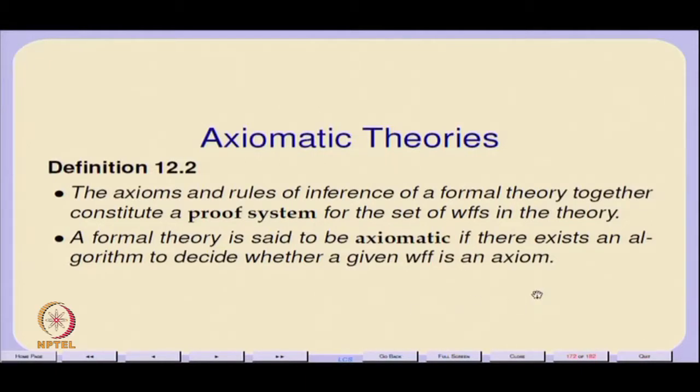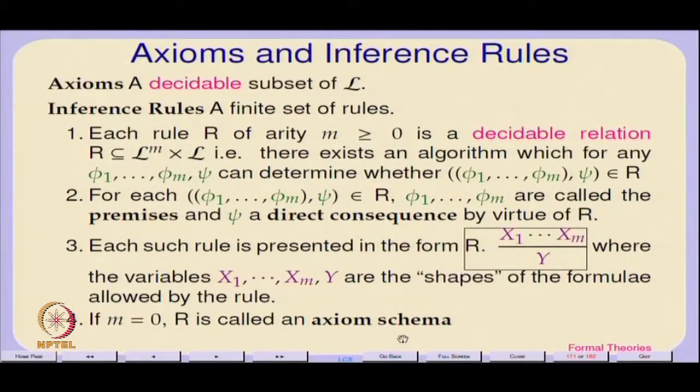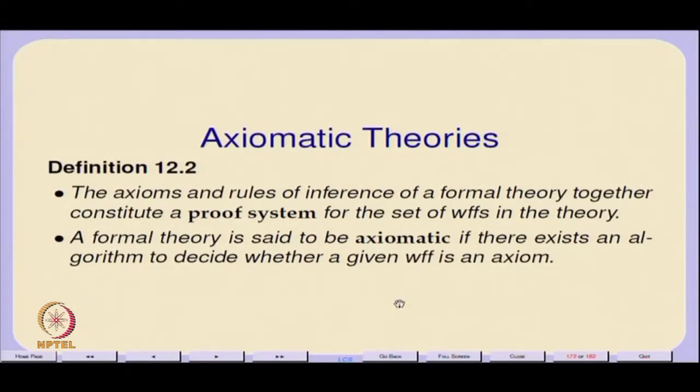Okay. So, these are the ingredients of a formal theory, and essentially we will say that a formal theory is axiomatic if there exists an algorithm to decide whether a given well formed formula is an axiom or not. Yeah. Many of these concepts were defined before computer science was even thought of, and so they made several distinctions, but I am not going to make those distinctions. I am only interested in axiomatic theories.